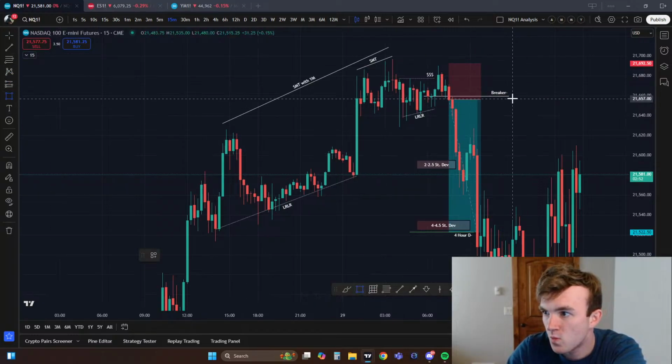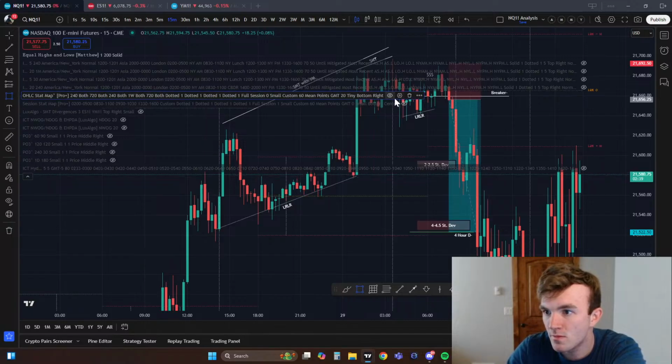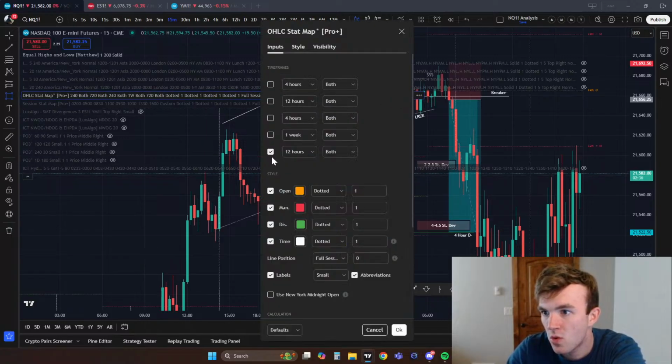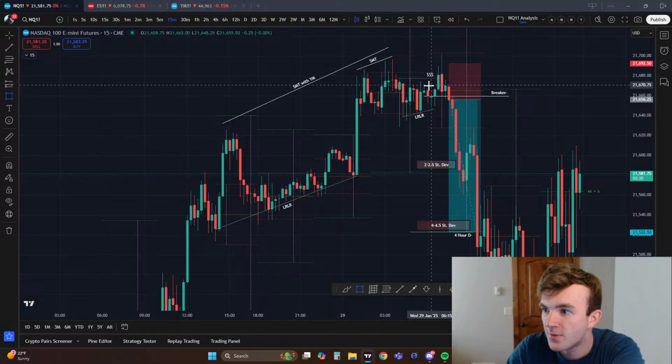So the open of the 4-hour candle was right here. It might help to pull up the 4-hour stat map. Okay. So yeah, here's the 4-hour candle.